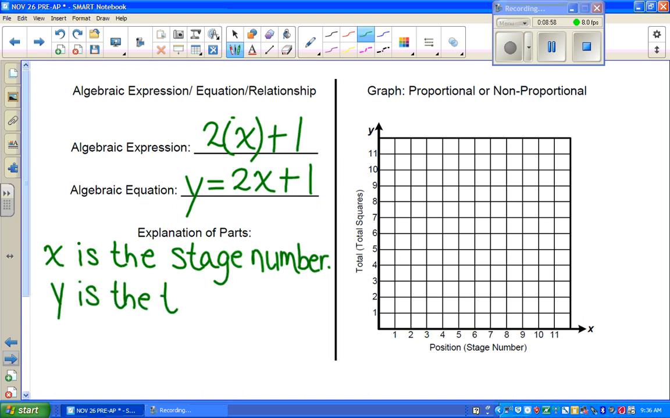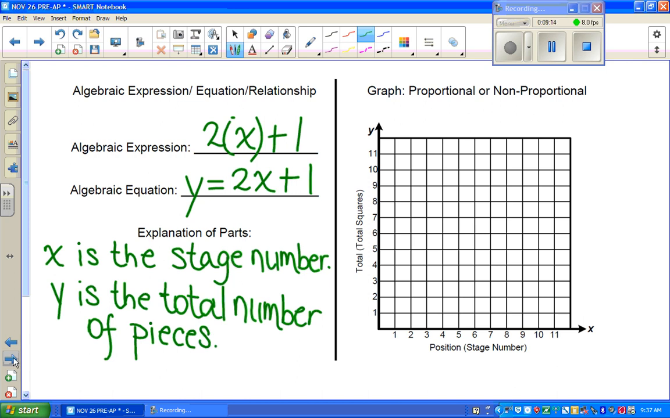Now we're going to graph this and see if this one is proportional or not. If you remember all of your rules about proportionality, you should be able to guess if it's proportional or not before we even graph it. But let's graph it just to make sure. So our first point would be 1, 3. And our second point would be 2, 5. And then our third point would be 3, 7. And then we could do 4, 9 if we wanted to. And then we can draw our line.